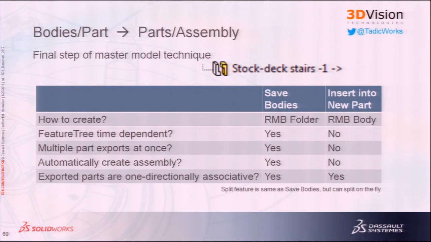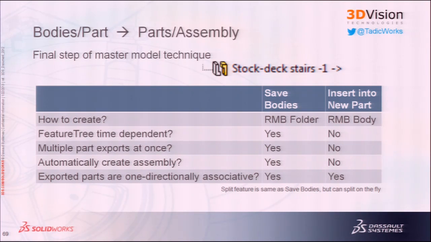So I want to talk about this. We have that master model, right? Now what are we going to do? We need to add so much more detail to each one of those part files. Maybe we need to shell them out because they're going to be injection molded. Maybe we need to add some ribs, all kinds of more detailed features to each one of those individual parts.